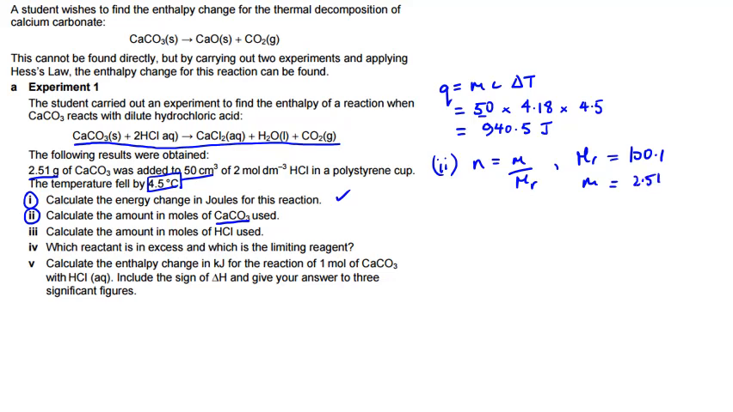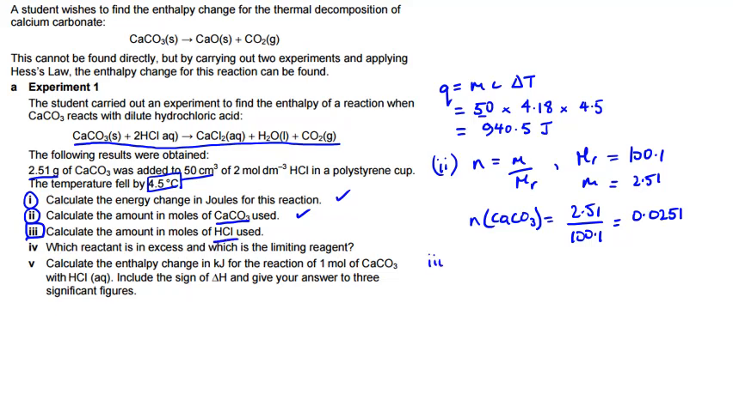And so the number of moles of calcium carbonate, let's put our calcium carbonate in brackets there, is 2.51 divided by 100.1, and that comes out at 0.0251. 0.0251 moles of calcium carbonate. And so that's our answer to part 2. Moving straight on to part 3. Calculate the amount in moles of hydrochloric acid this time.